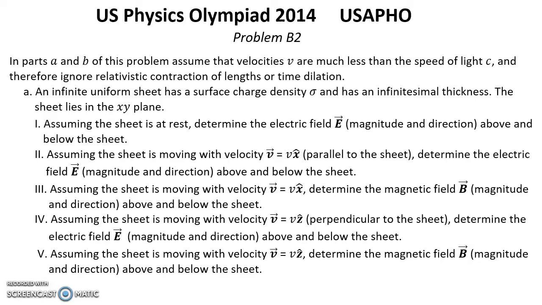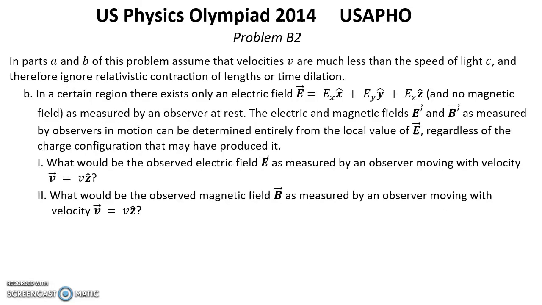Question 4. Assuming the sheet is moving with velocity v in the z direction perpendicular to the sheet, determine the electric field E, magnitude and direction above and below the sheet. Question 5. Assuming the sheet is moving with velocity v in the z direction, determine the magnetic field B, magnitude and direction above and below the sheet.